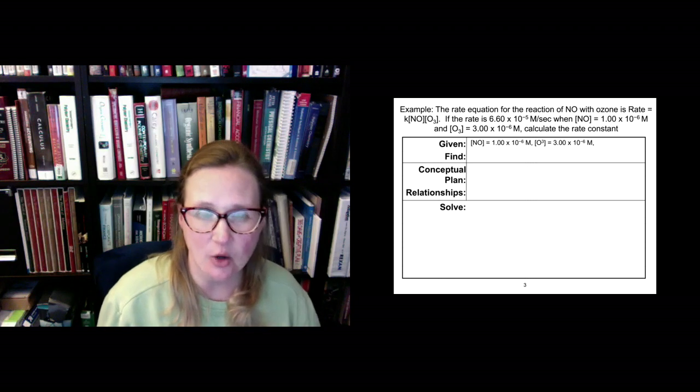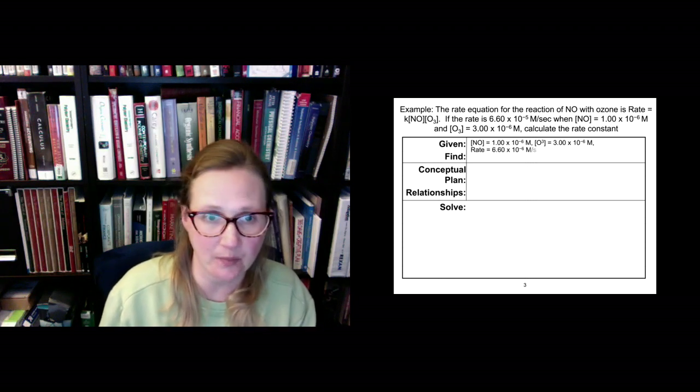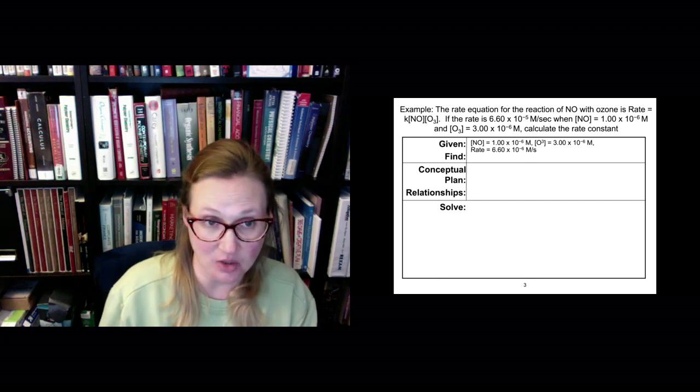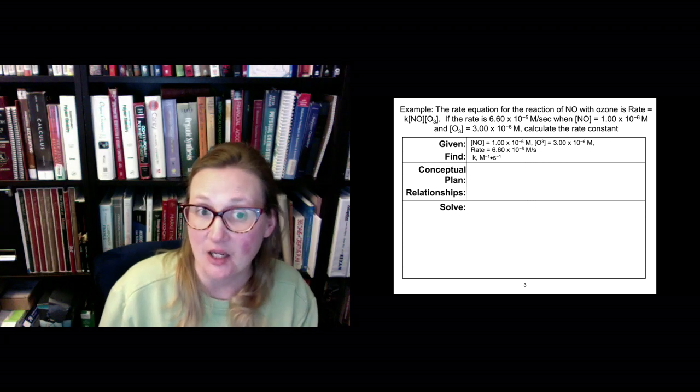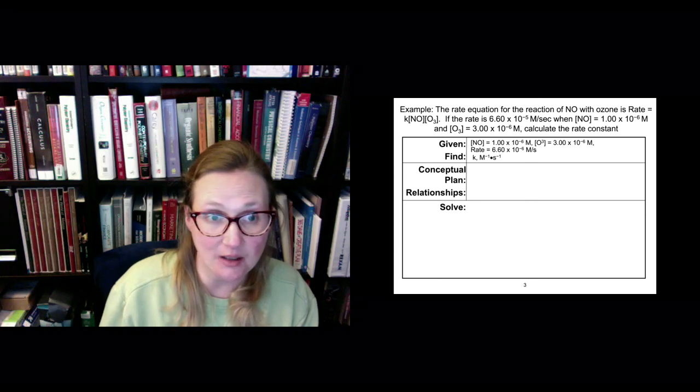All right, so what do we know? We know the concentrations of NO, we know the concentrations of the ozone, and we know the rate at that concentration. What are we going to do? We're going to find the rate constant. This is a second order reaction, and so the units for the rate constant are per molar per second.